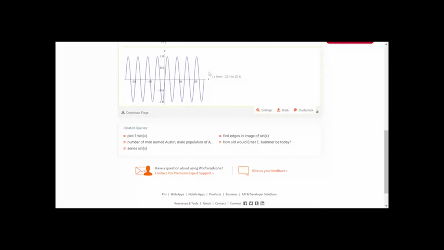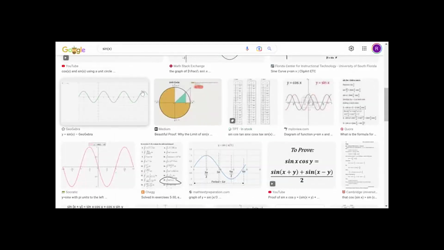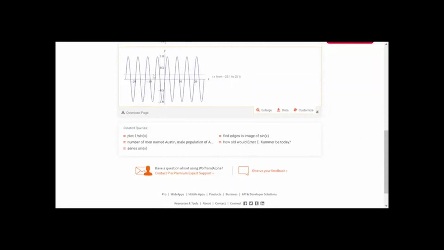What does this look like? Here are some other plots that show this. Look at this one. This is like a sine, y equal to sine x plot. So tell me, what does this look like? What does it remind you of?